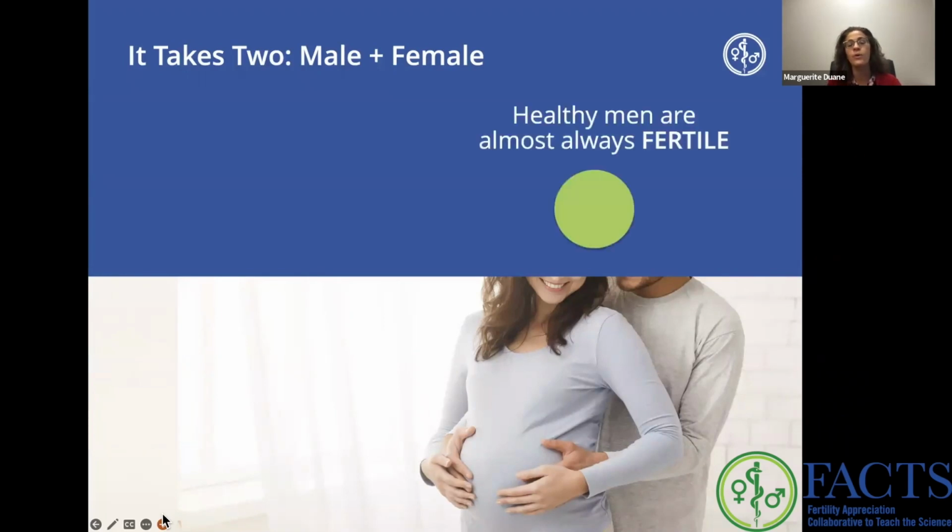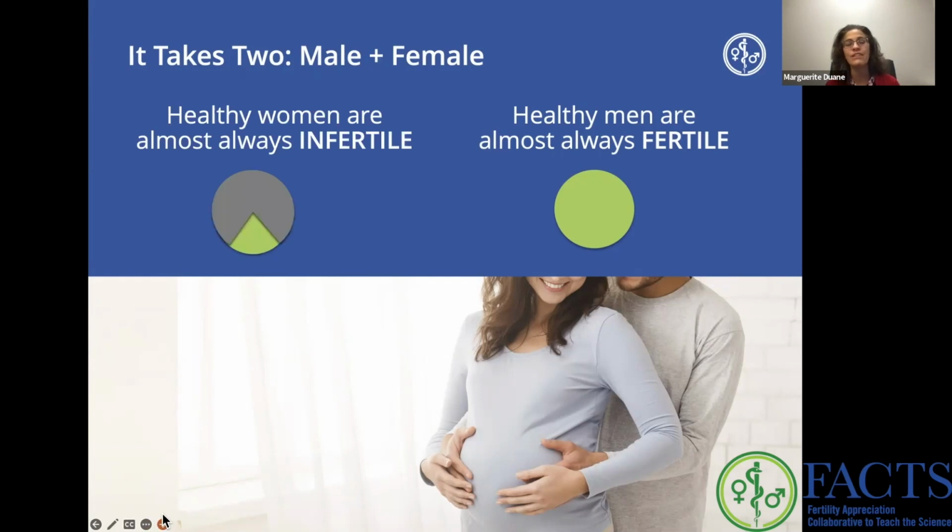The bottom line, though, couples can use these methods because it helps them to identify when they are fertile together as a couple. What's important to note is men are almost always fertile. Once a man goes through puberty, he's able to produce sperm on a daily basis. So unless he has an illness or an injury, men are almost always capable of impregnating a woman. Women, on the other hand, are almost always infertile.